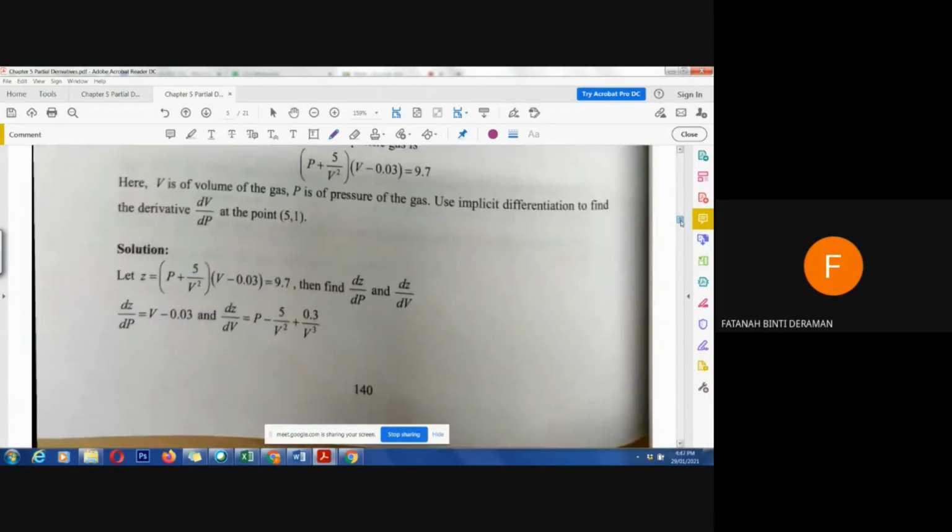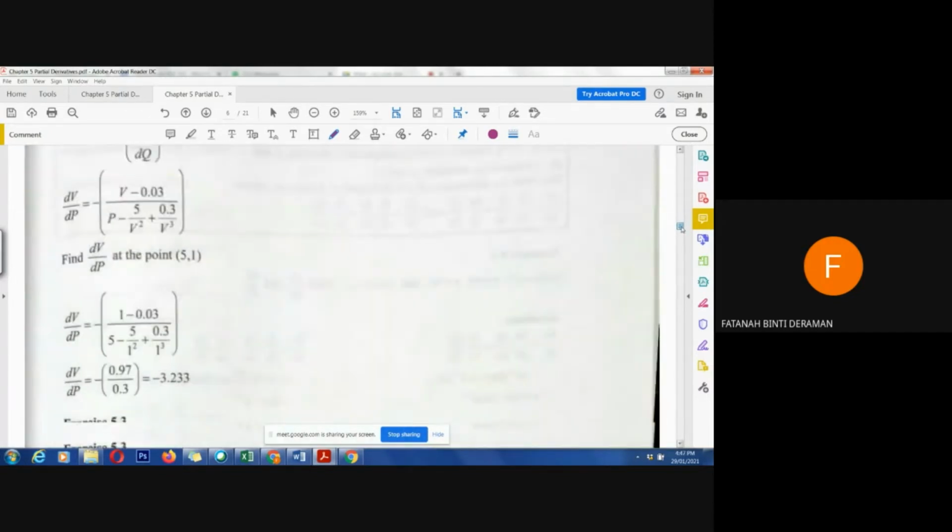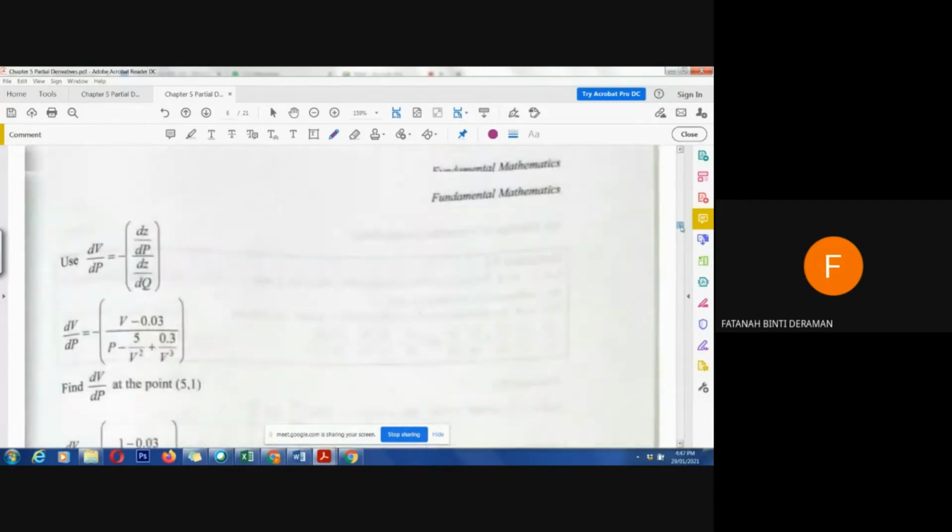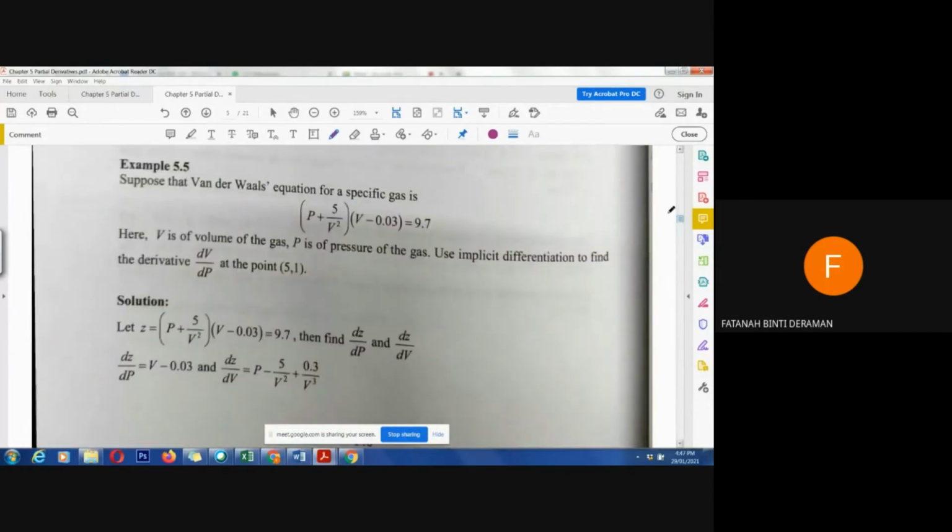Okay, next. There is another example. Suppose that the van der Waals equation for a specific gas is this, where V is the volume of the gas and P is the pressure. Use implicit differentiation to find the derivative dV/dP at the point (0.5, 1).